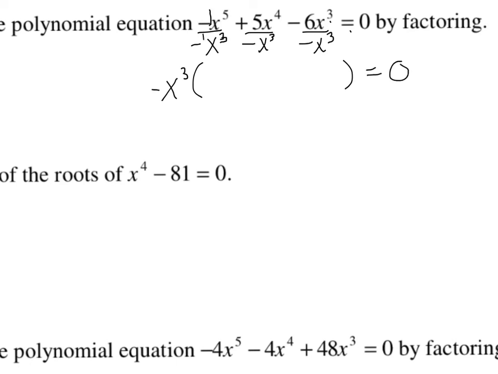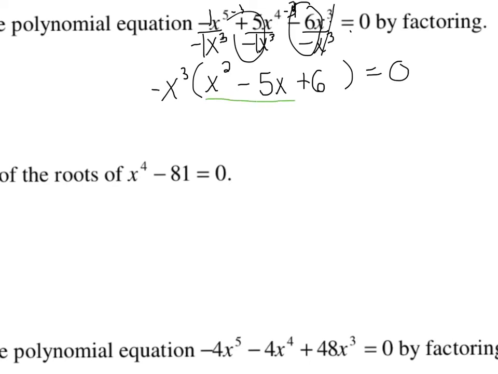Negative 1 divided by negative 1 is positive 1. And 5 minus 3 is x to the second. Positive 5 divided by negative 1 is negative 5. 4 minus 3 is x to the first. And last, negative 6 divided by negative 1 is positive 6. And those x to the thirds cancel out.